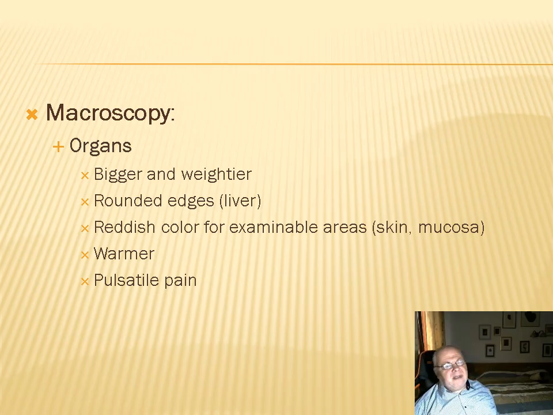Obviously, the reddish color is possible to see only for the outside layers of the body, skin and mucosas. But for us and surgeons, we can see the same thing inside the body. The area affected by congestion is also warmer because it's full of arterial blood which is coming from deep in the body. And in some locations, not all, this congestion can also generate a pulsatile pain, especially at the level of the tooth in pulpitis.